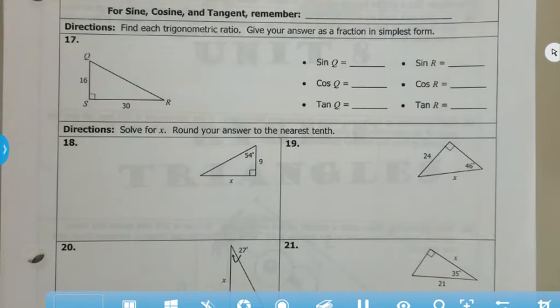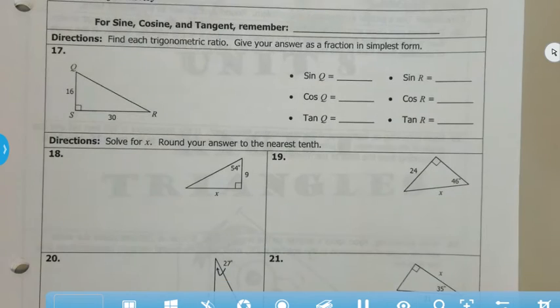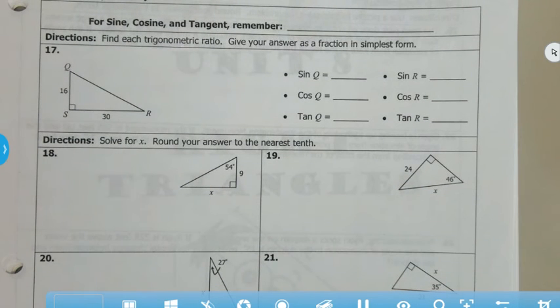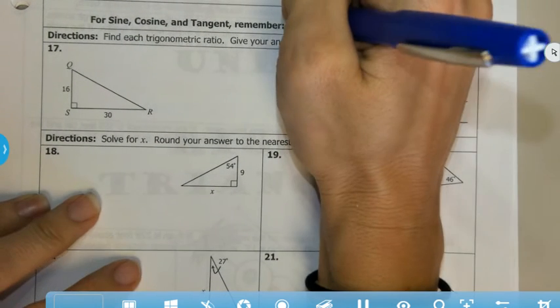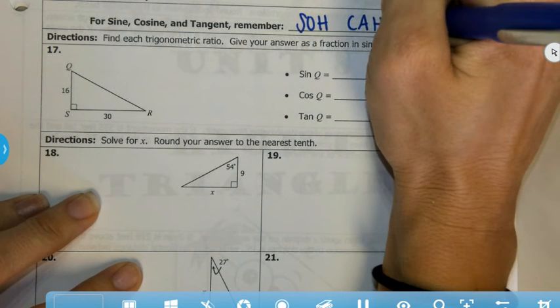All right, going for part 2 of the Unit 8 study guide. We're going to start with sine, cosine, and tangent. Remember that the mnemonic for sine, cosine, and tangent is SOHCAHTOA, and that will help you remember what pieces go with which part of the trig.